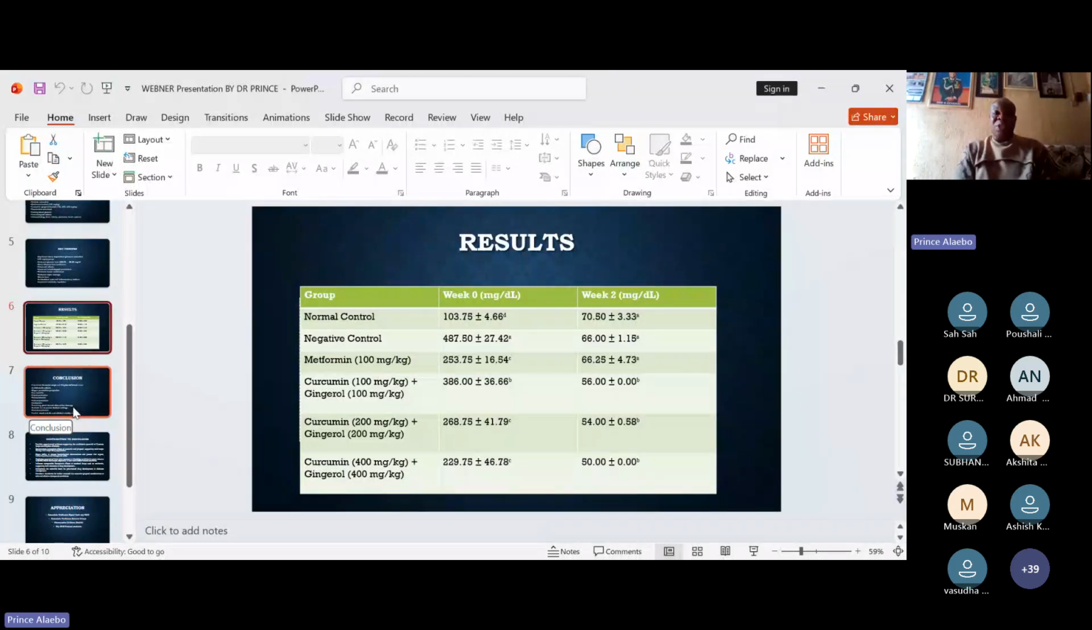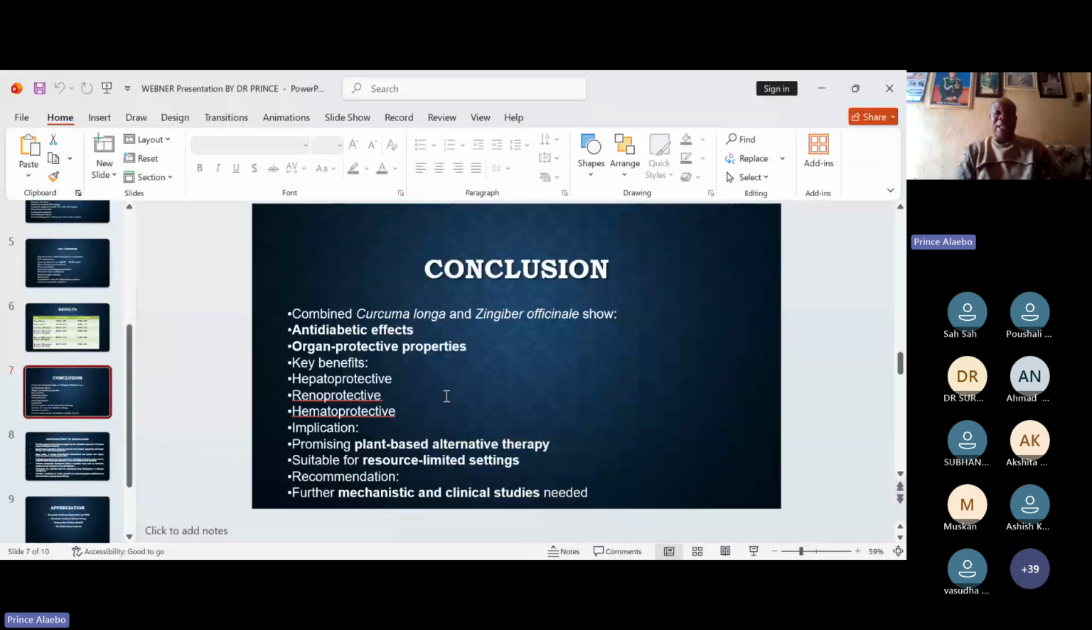In conclusion, combined Curcuma longa and Zingiber officinale showed anti-diabetic effects and organ protective properties: hepatoprotective, renal protective, and hematoprotective. This shows a promising plant-based alternative therapy, which is suitable for resource-limited settings.